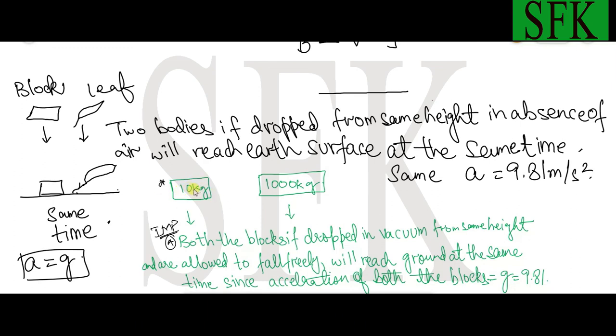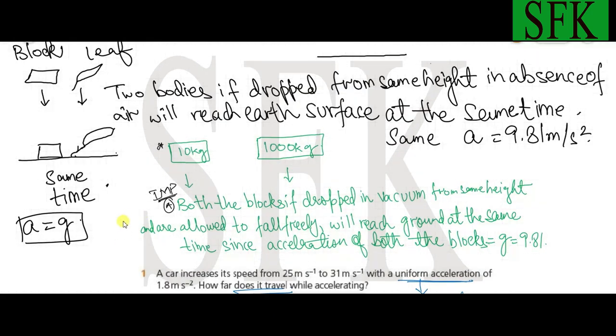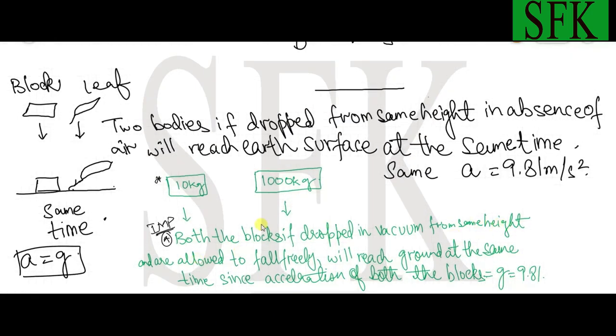Over here, I have a 10 kg block and a 1000 kg block. If both the blocks are dropped in vacuum from the same height, and vacuum means absence of air, right? So if they are dropped from the same height in absence of air and are allowed to fall freely, free fall would mean that they would again have the same acceleration, which is equal to the acceleration of free fall. They'll reach the ground at the same time regardless of their masses. They'll reach the Earth's surface at the same time, because the acceleration of both the blocks is going to be equal, which is 9.81.